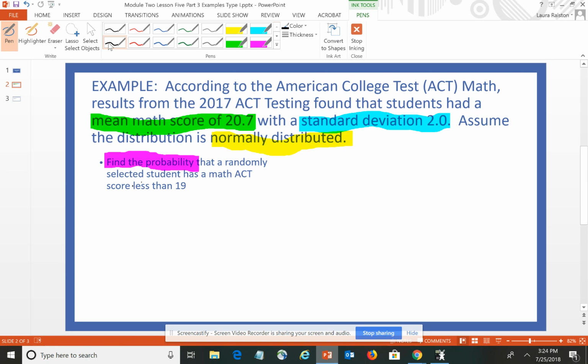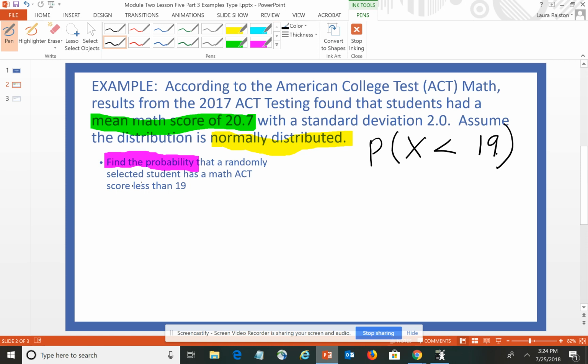Now, you can also see this same problem, instead of being written in words as it is here, written in symbols, and it would be written this way. The probability that X, let me erase that. See if I can do a little bit better job there. Okay, the probability that the student's score is less than 19.